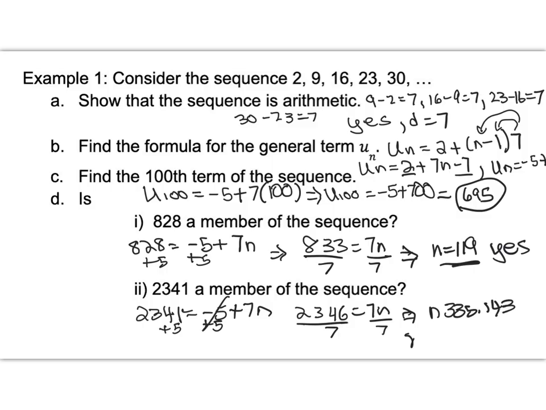335.143. So no, this can't be a member of the sequence because I can't have a decimal. N has to be a whole number in order for it to be a member of the sequence. So no, that's not going to be a member of the sequence.